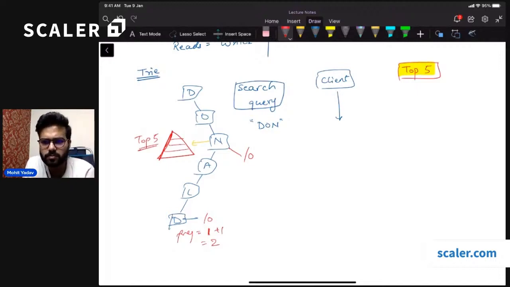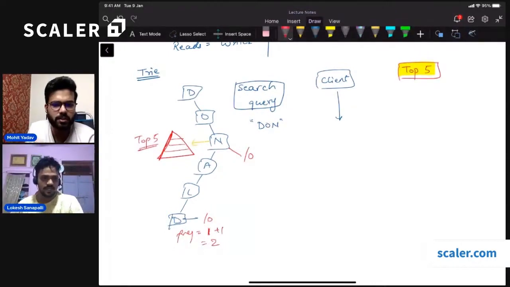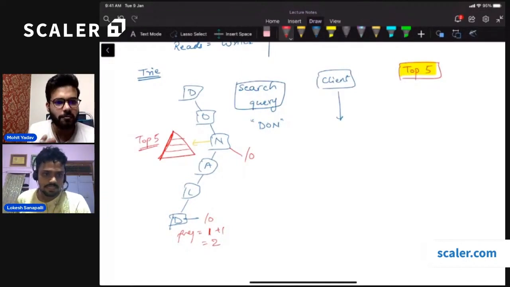So, locations-based personalized search, yes. Fast response time, yes. Hey, Lokesh, are you there? Am I audible now? Yes, I think some glitch, but fine. No issues. We are back.